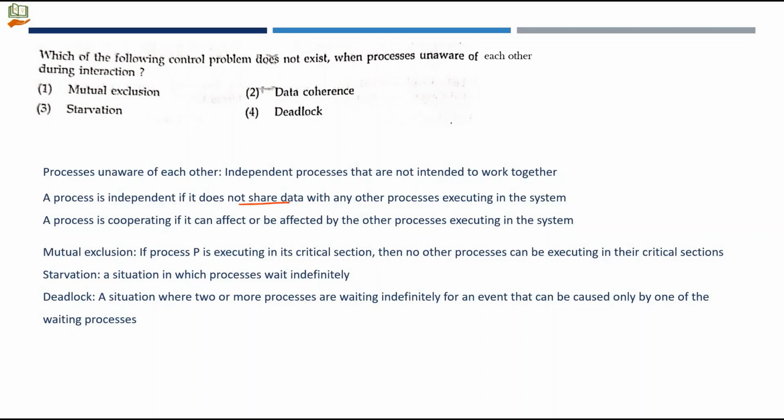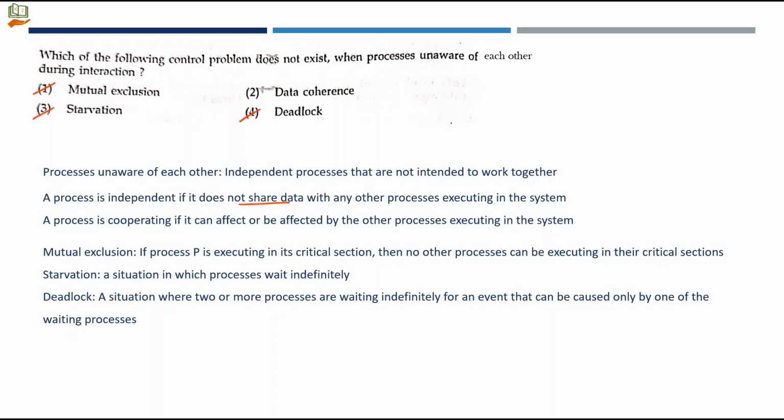If there is going to be some resource R for which two of the processes are waiting and another process is already using that, until that process which is holding the resource gets another resource, it is not going to leave this resource. So these three problems will occur when the processes are not aware of each other during interaction. From this we can rule out 1, 3 and 4.